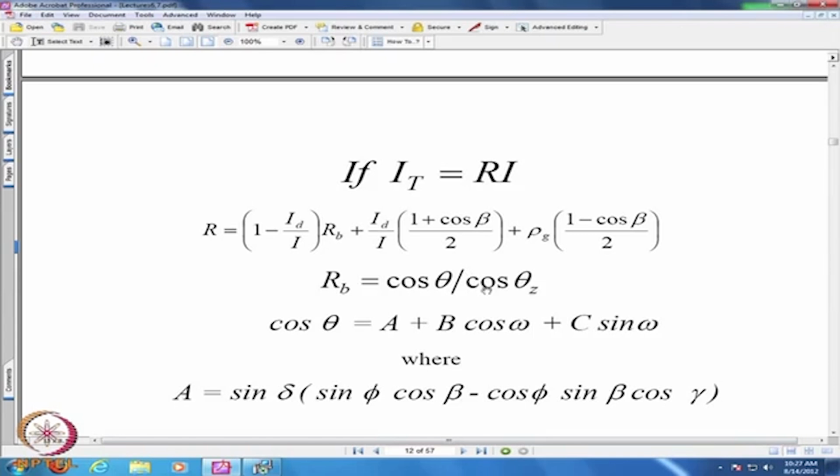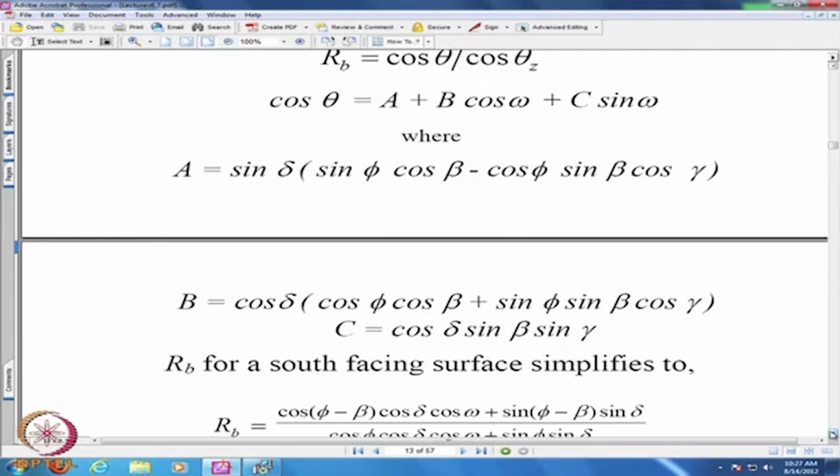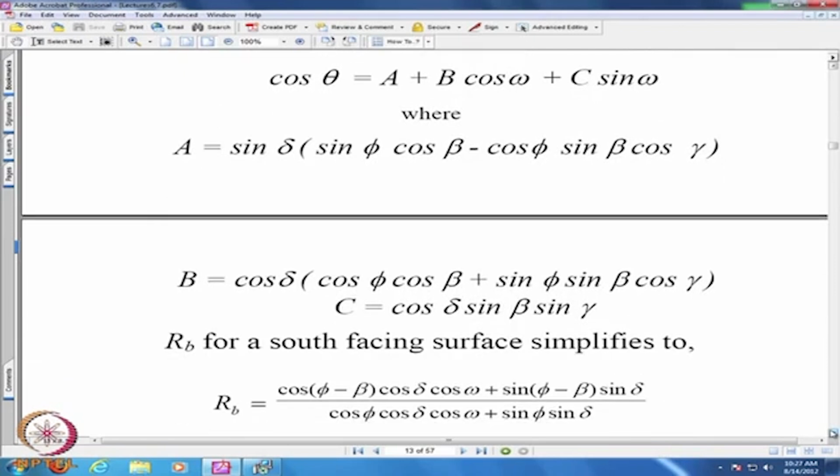Now, this R b is nothing but the ratio of the cosine of the angle of incidence to the cosine of the zenith angle. That from simple geometry you can get, where of course, again I repeated this equation, cos theta is a plus b cos omega plus c sin omega, where the constants a, b and c have been defined, and the factor for a south facing surface simplifies to simply cos(phi minus beta) cos delta cos omega plus sin(phi minus beta) sin delta, upon the corresponding zenith angle cosine.